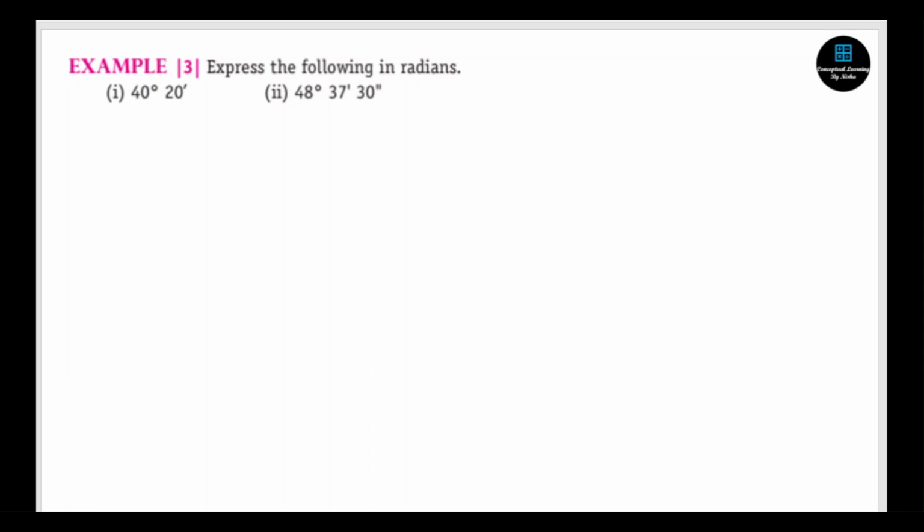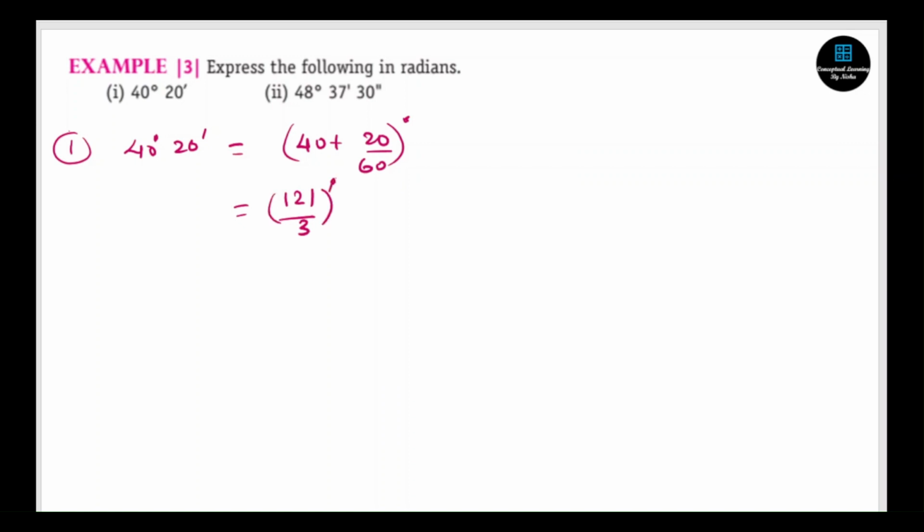Degree to radian again. So the first one is 40 degree 20 minutes. So I can write this as 40 plus 20 over 60 degree. This is in terms of degree now. And when I simplify this, I'll get 1 over 3 here, and now 40 plus 1 over 3, I get 121 over 3 degree.